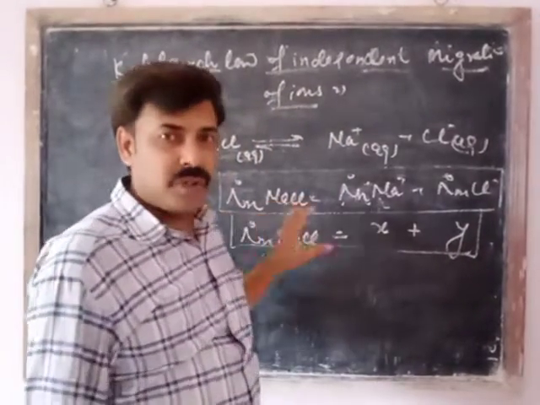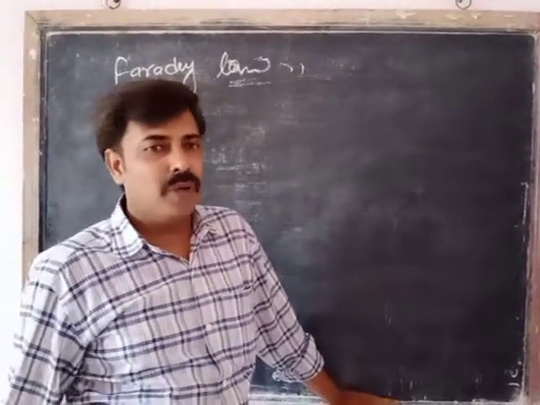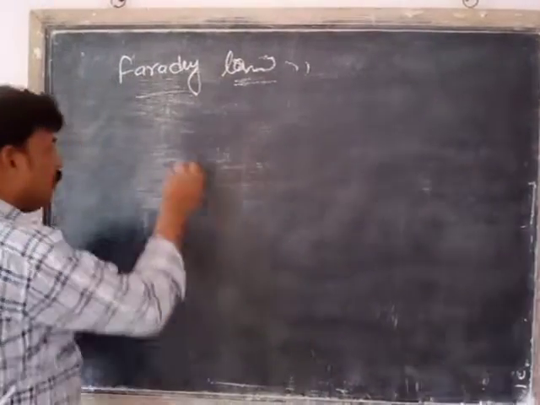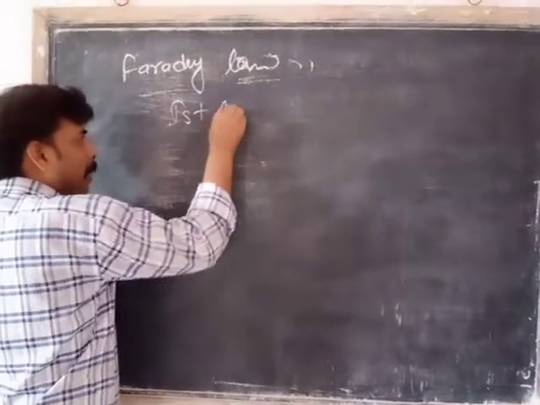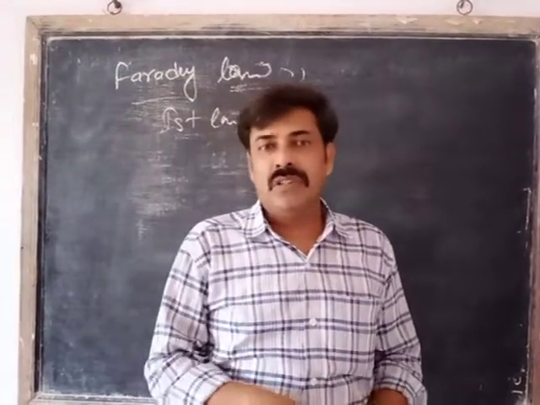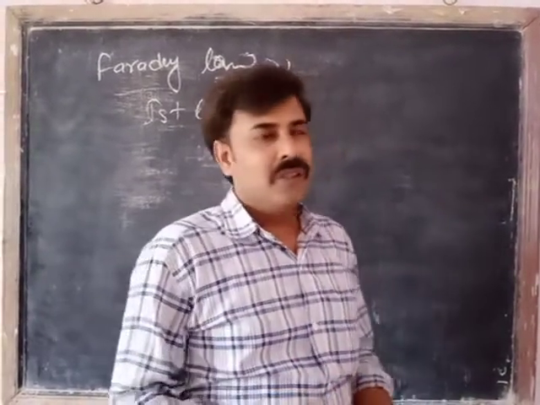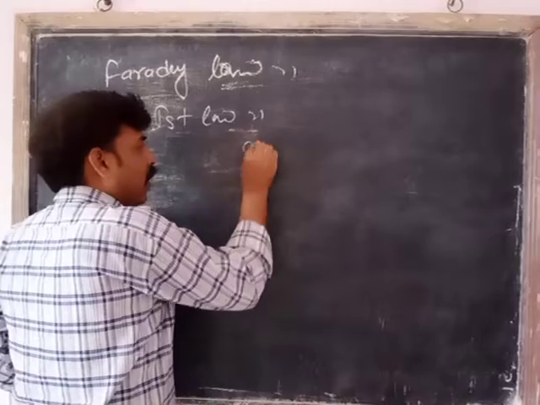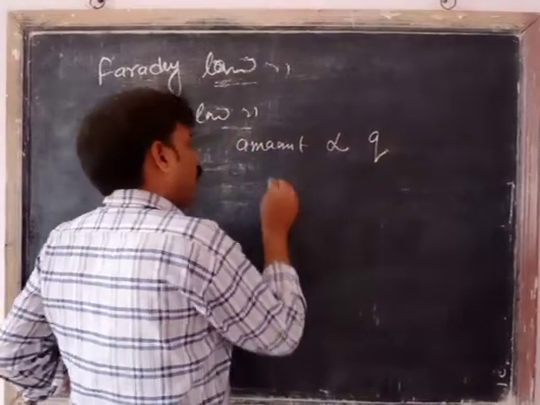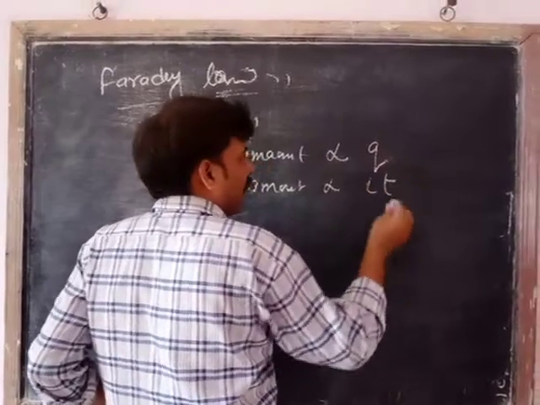Now we are going to discuss Faraday's law. Now we are discussing Faraday's law about the electrolysis of the electrolyte. So there are two Faraday laws. Now we are seeing the first law of Faraday. The first law of Faraday says that the amount of electrolysis is directly proportional to the charge supplied for a specific substance, or you can write that the amount of electrolysis is proportional to the charge, or the amount of electrolysis is proportional to IT, as Q equal to IT.